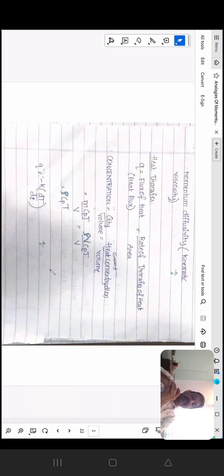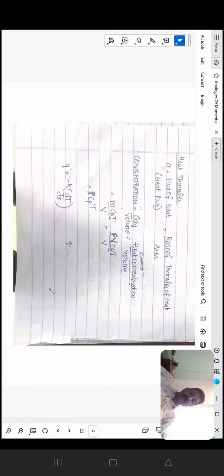So V cancels. What is left? Rho Cp T. So what is the quantity here? Rho Cp T. What was the quantity in momentum transfer? Rho into V. Momentum. Right? Here it is heat energy.